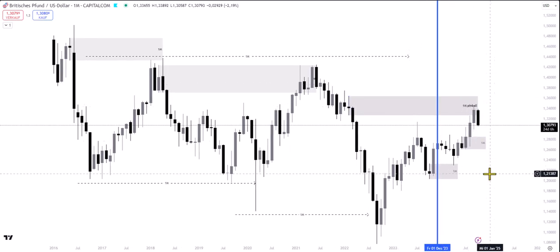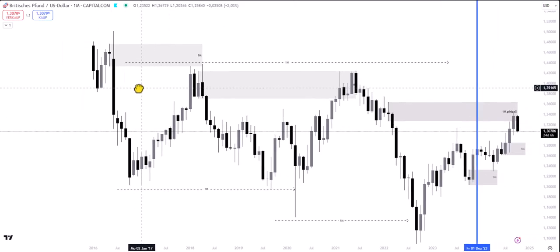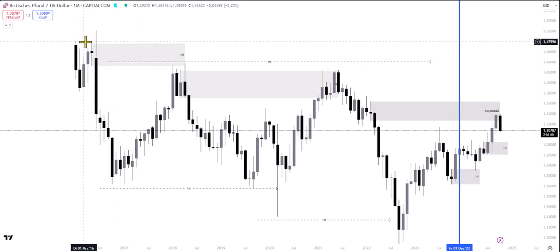And where do we look for sales? You cannot just sell anywhere in the market. This is where the concept of demand and supply occurs. Looking at this chart, I've been able to map out certain zones. These are zones which I call demand and supply zones.